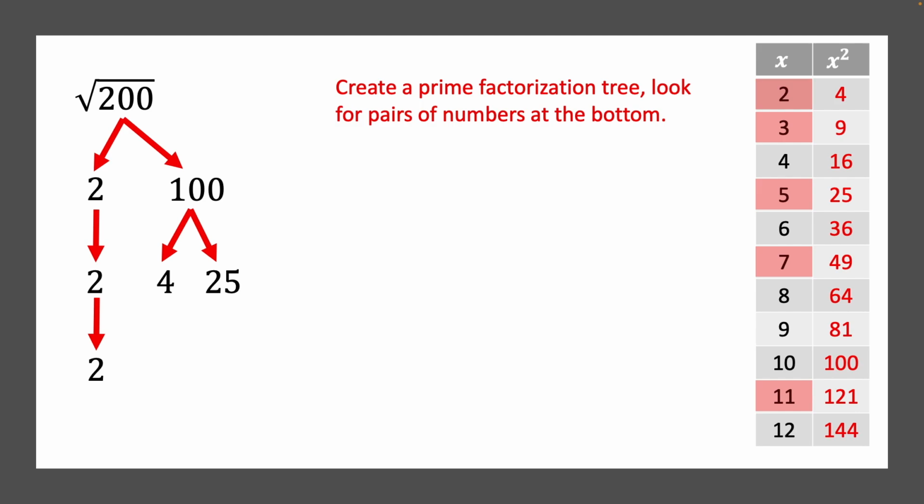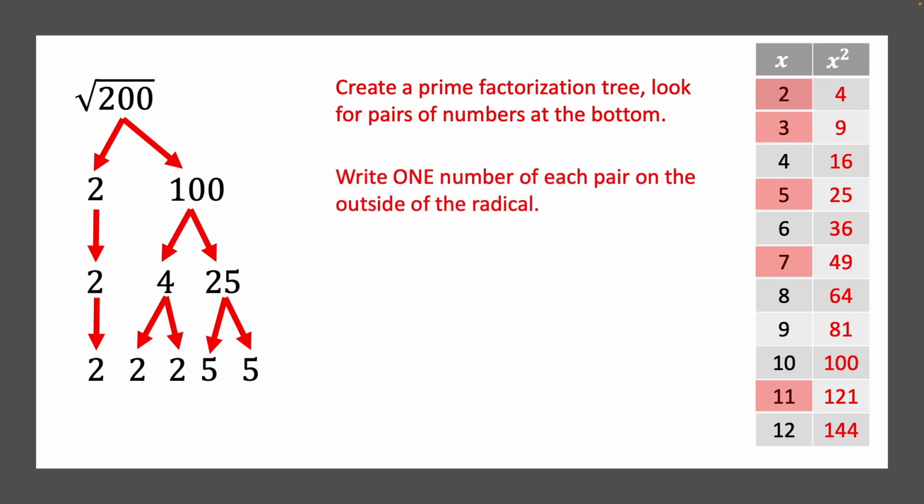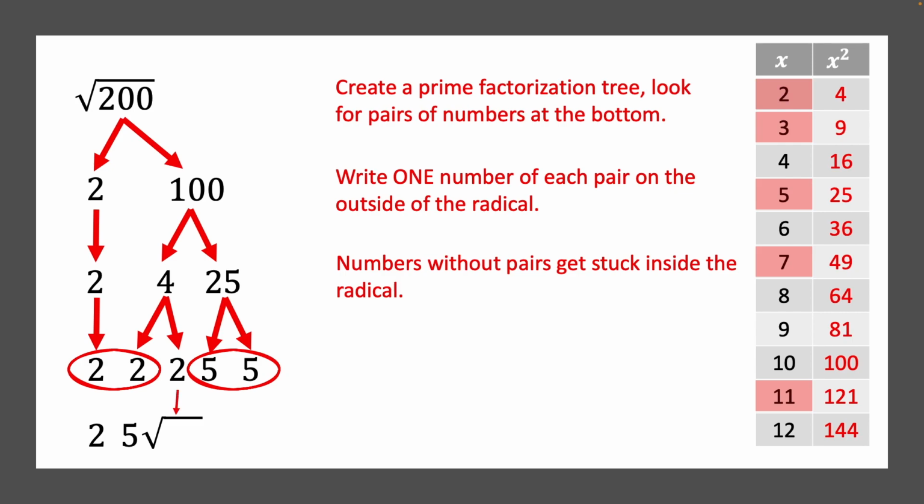The 2 is a prime number, I'll keep it. 4 breaks down to 2 times 2, and 25 is 5 times 5. Now that bottom row is all prime numbers, so I'm going to stop there and look for pairs. I have a pair of 2s, write one down. I have a pair of 5s, I'll write one of those down. And the 2 is stuck inside.